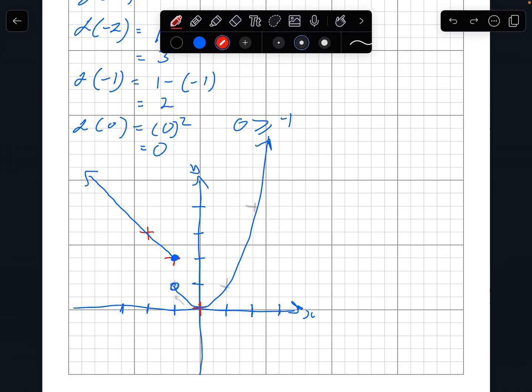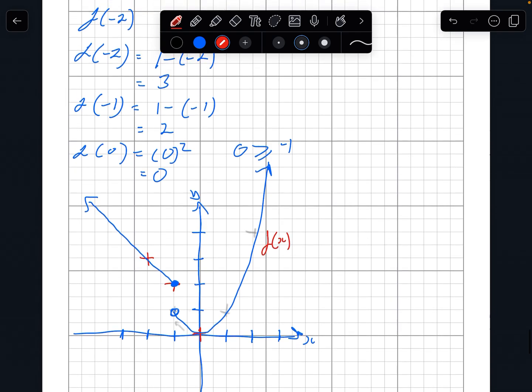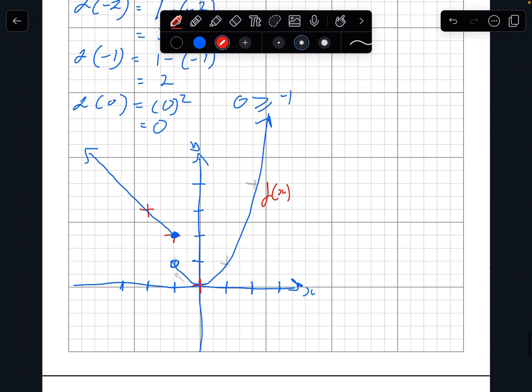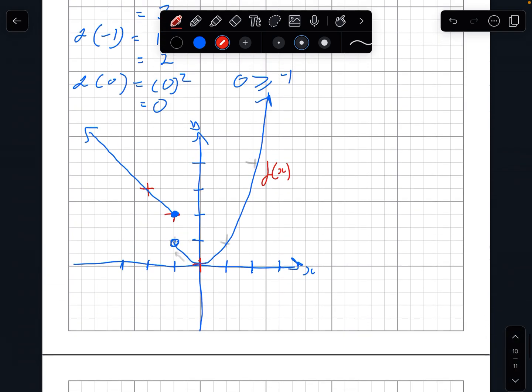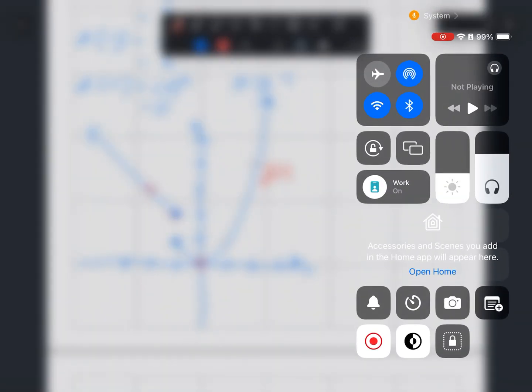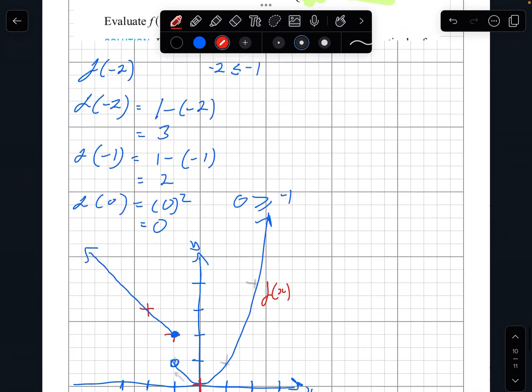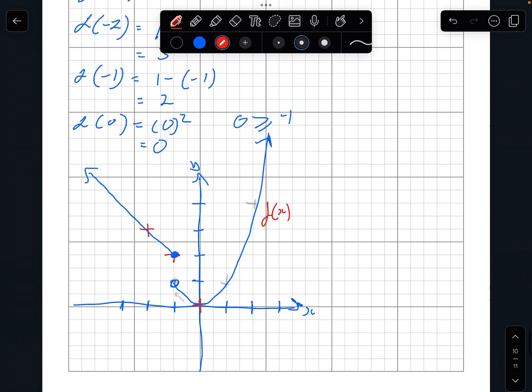What's left, we should probably do a little bit of labeling here. This is f of x. There we go. We have sketched a graph of this piecewise defined function.